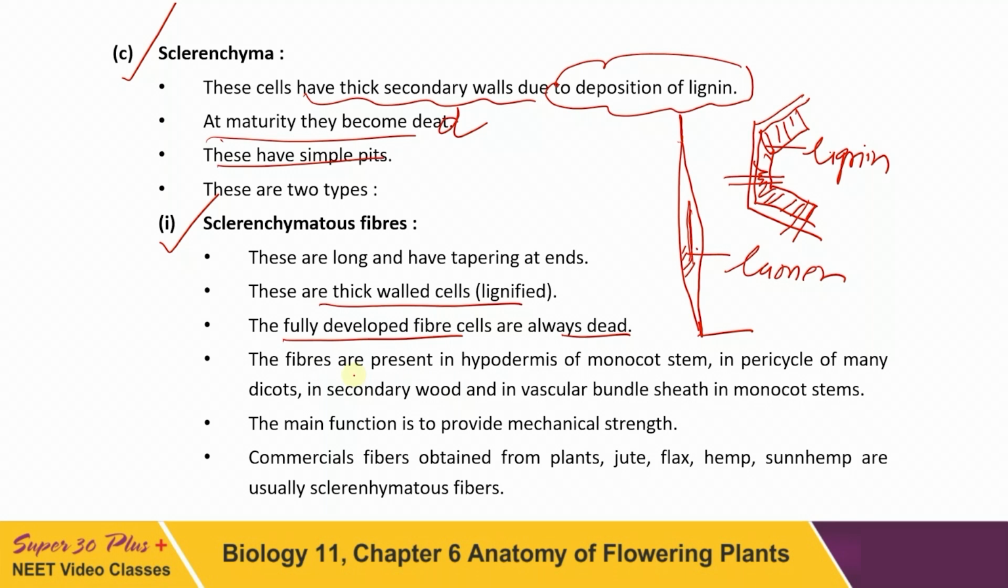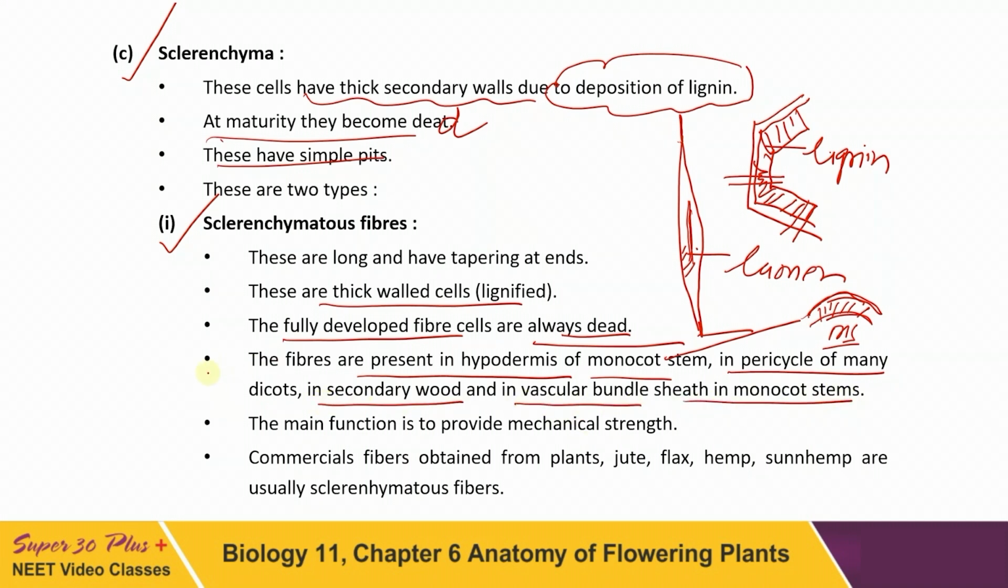The fibers are present in the hypodermis of a monocot stem. You can remember, this is a monocot stem. This one is the epidermis. Below the epidermis, this tissue, the hypodermis, is made up of sclerenchyma. You can remember, in monocot stem this is sclerenchyma, while in dicot stem it was, can you recall, collenchyma. It is found in the pericycle of many dicots, in secondary wood, and in the vascular bundle sheath in monocot stem. That is where these are present.